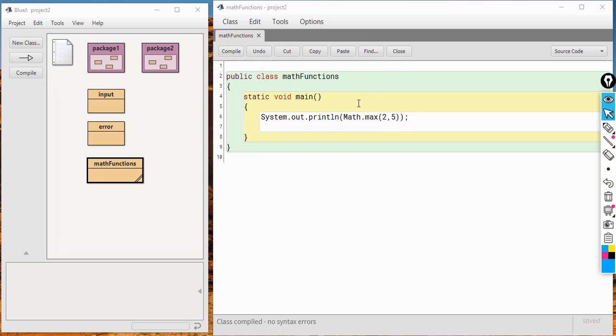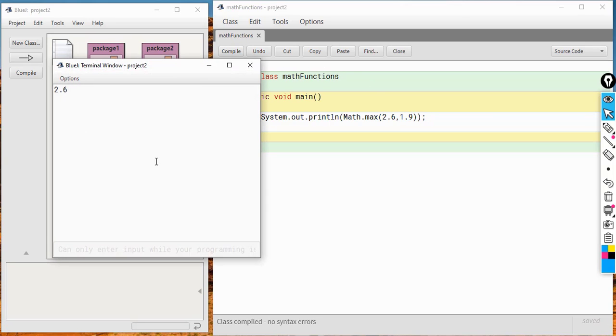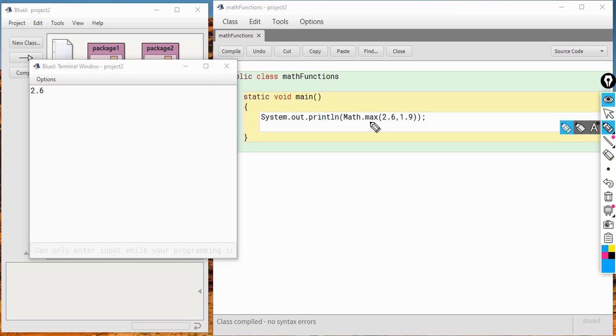Let's try out another number, 2.6 and 1.9. You can see it is giving the answer as 2.6, because 2.6 is bigger than 1.9, and its return type is also the same as the argument. If the argument is a double, the return will be double. If it is integer, the return value will also be integer.